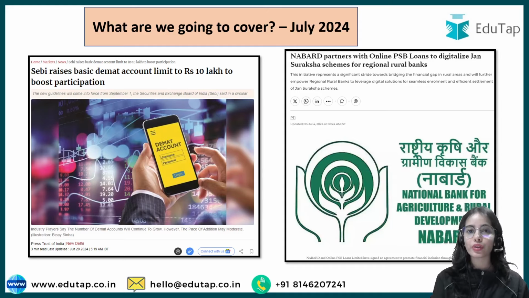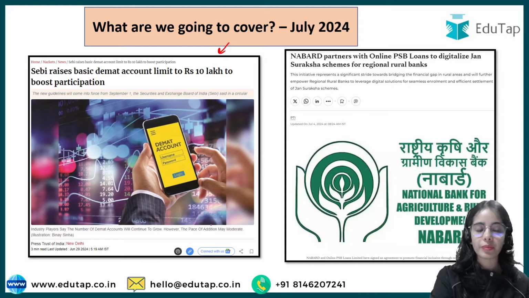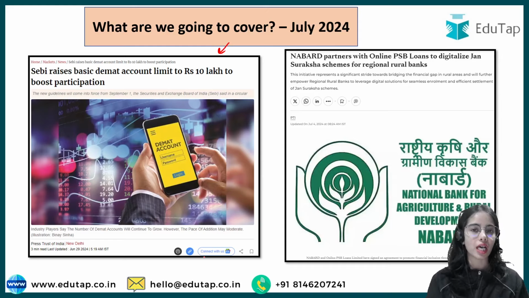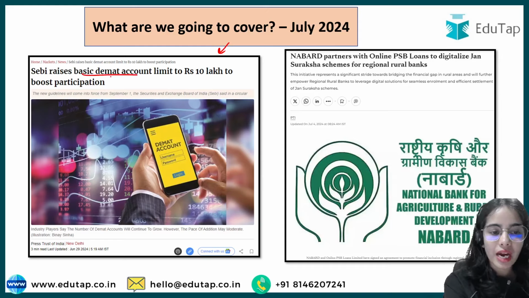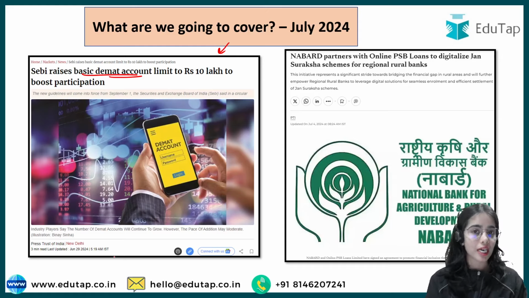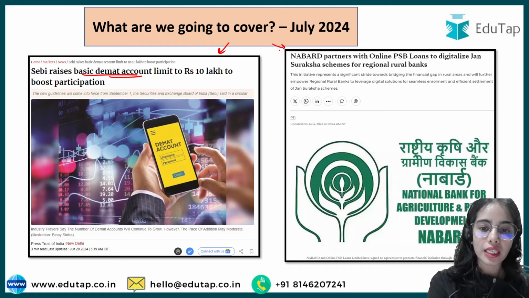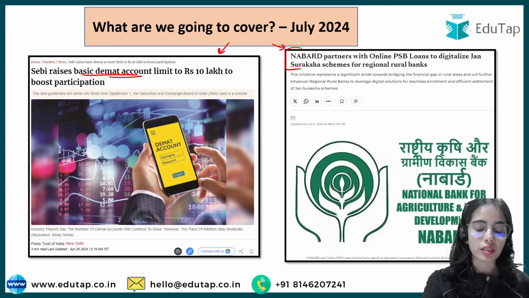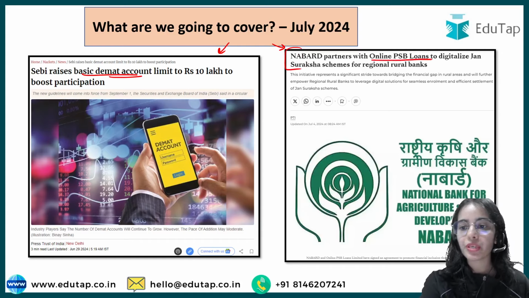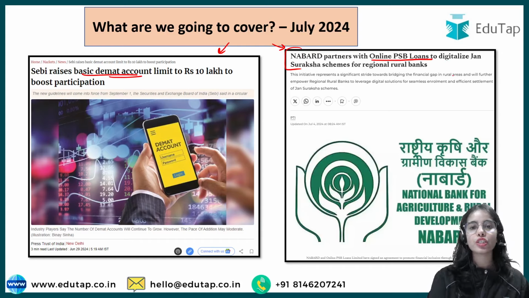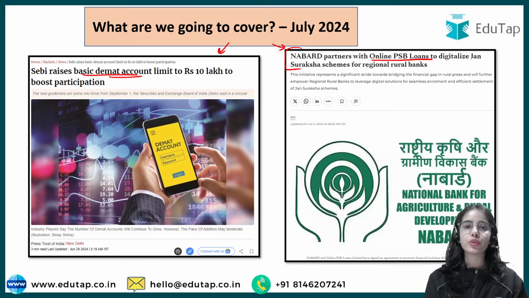So today we are going to discuss two very important news articles. First one is regarding the SEBI that has increased the basic demat account limit. So what is this basic demat account as well as what are the changes that have happened? The second news article is regarding the NABARD that has partnered with the online PSB loans to digitalize the Jan Suraksha schemes for the regional rural banks. So what is this news article? What is the update that has happened? All of this we are going to discuss.